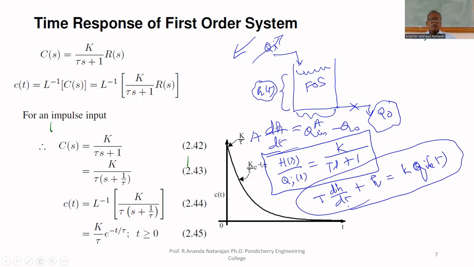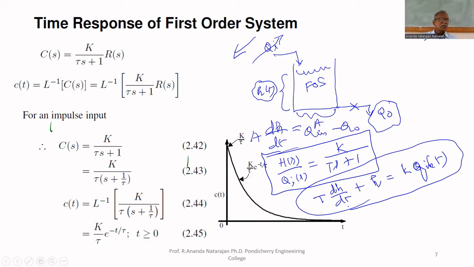Now, we know the mathematical model in two forms. One is the differential equation form. Another one is the transfer function form. The transfer function is obtained from the differential equation by assuming zero initial conditions. By using the transfer function, if you give any input, we can find the output. We can find the time response.